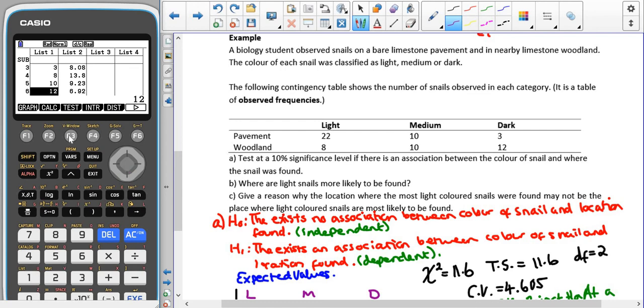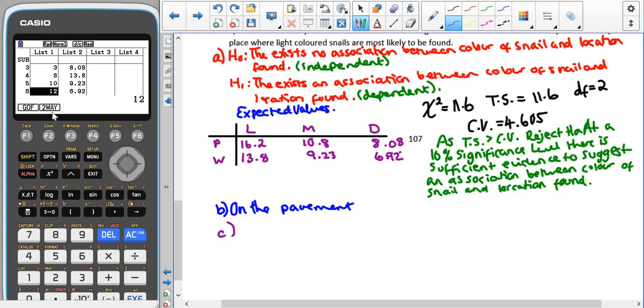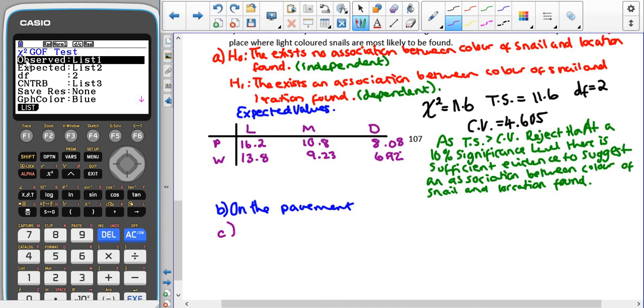Then we're going to test chi, and this time instead of going into two-way, we're going to go into this button here. Now GOF means goodness of fit, so it's having a look at the contributions to the chi-squared statistic. So we click on that, and you can see here, did we type our observed values into list 1? Yes, we did. Did we type our expected values into list 2? Yes, we did. And that's a way that you can remember which way to type them in. If you go into that bit, test, chi, GOF, have a look.